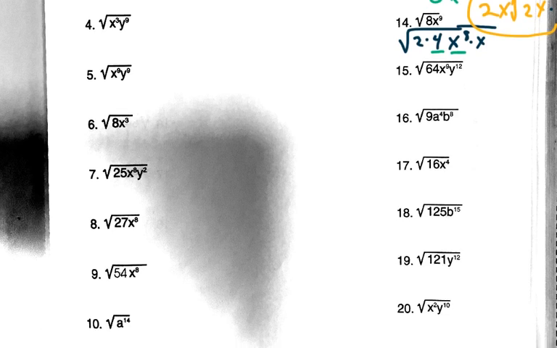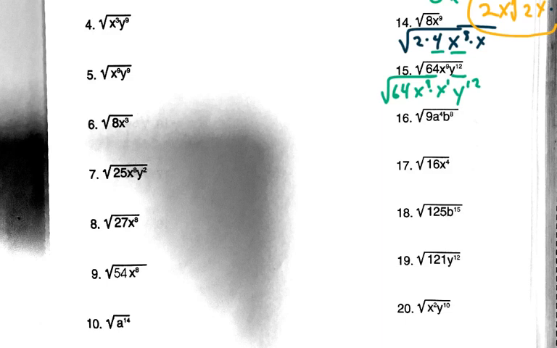Okay, moving on to 15. What are some usable numbers? Well, 64 is a perfect square. X to the 9th, I got to change because it has an odd exponent. Y to the 12th, even exponent. So the two green underlined items get to escape the radical symbol. X to the 9th, I got to manipulate. So that's going to be 64. Then I'm going to break down x to the 9th into x to the 8th times x to the 1st, y to the 12th.